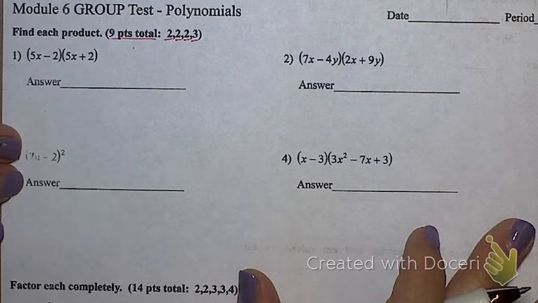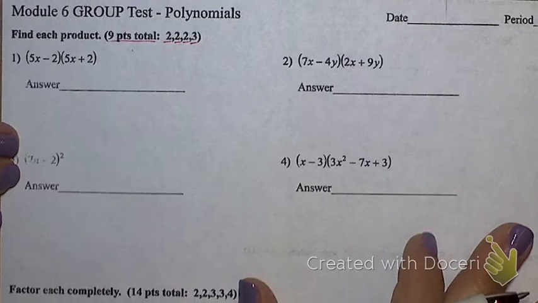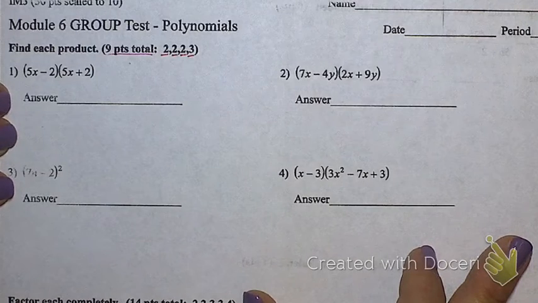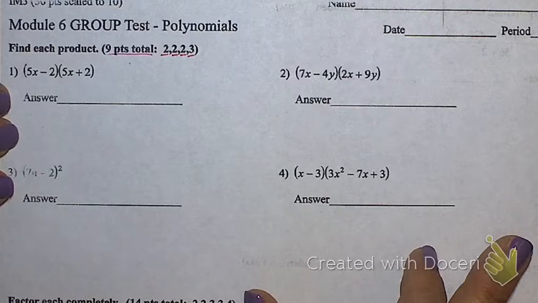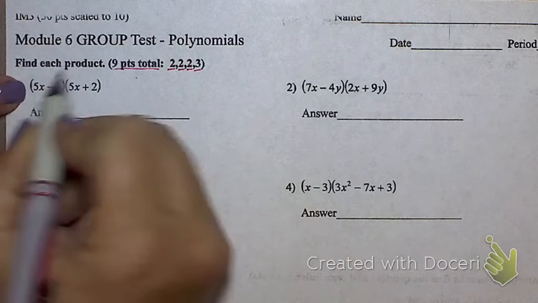I think most people did pretty good on these. These are all multiplication, correct? Sure. So, I can use box method or I can use distributive property. Since there are 4 problems, I will do 2 of them box method and 2 of them distributive property. Okay? So, I'm going to start off with distributive.